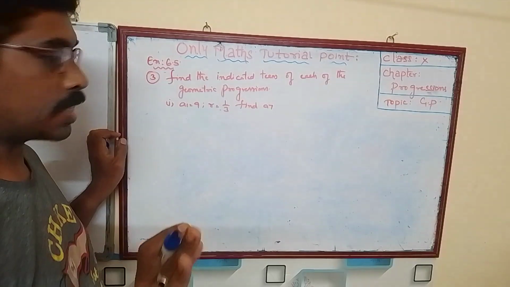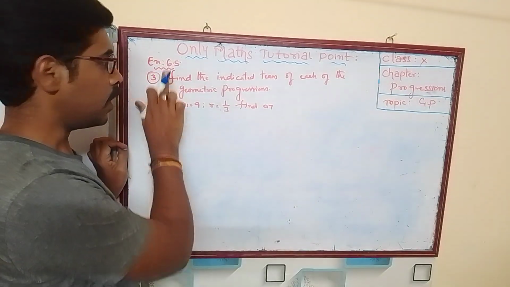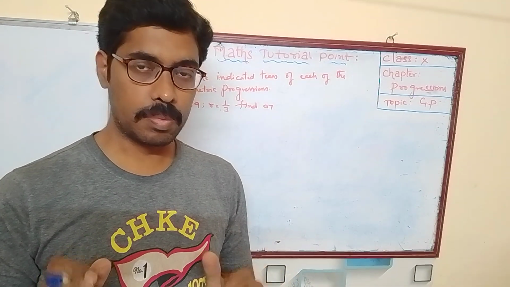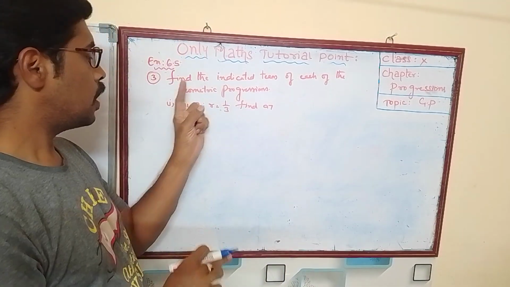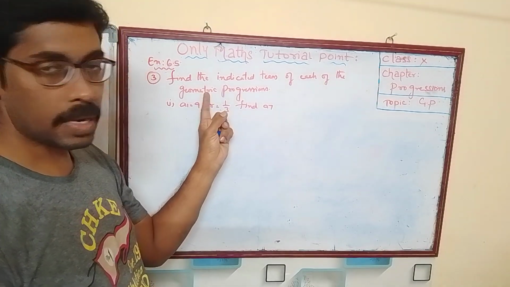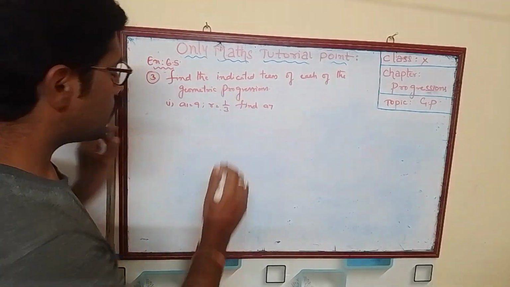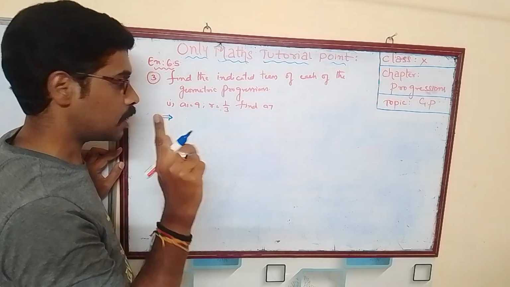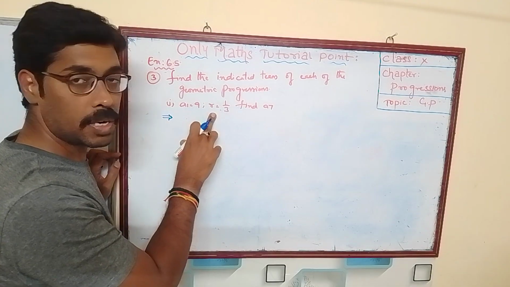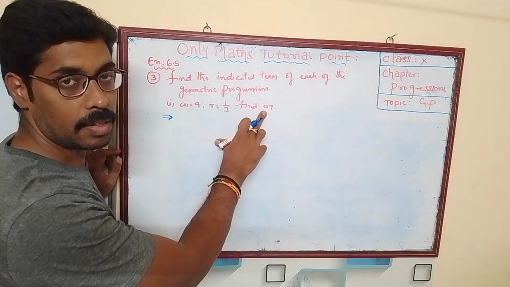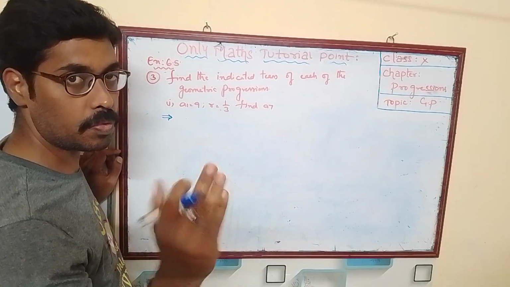Today we are going to discuss exercise 6.5 of chapter progressions, topic geometric progression. So what is given here? Find the indicated term of each of the following geometric progression. Here it is given that a1, that is the first term, is 9 and the common ratio r is 1 by 3. They are asking to find T7, that is a7, the seventh term.